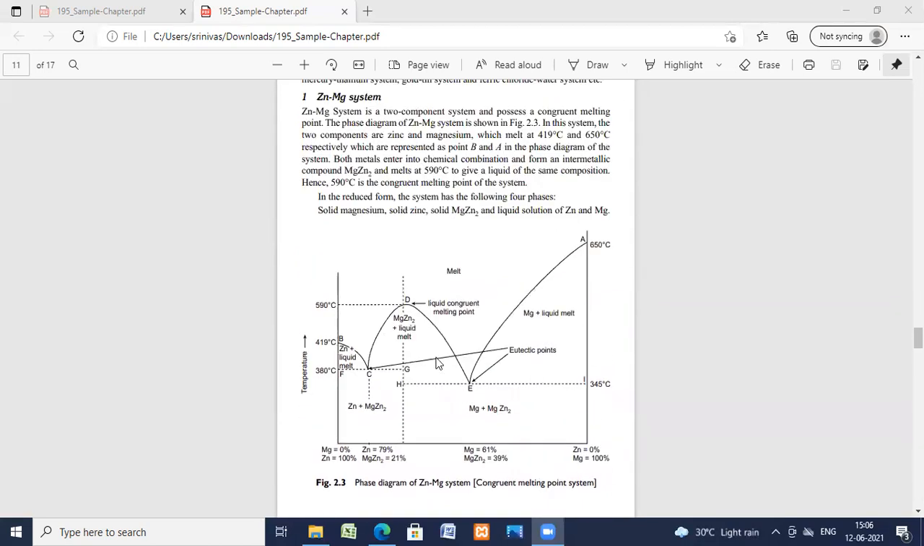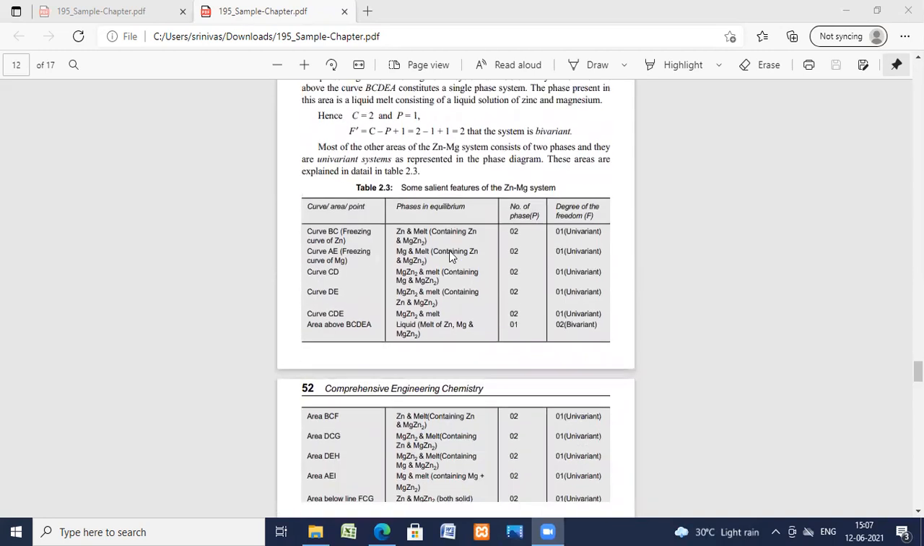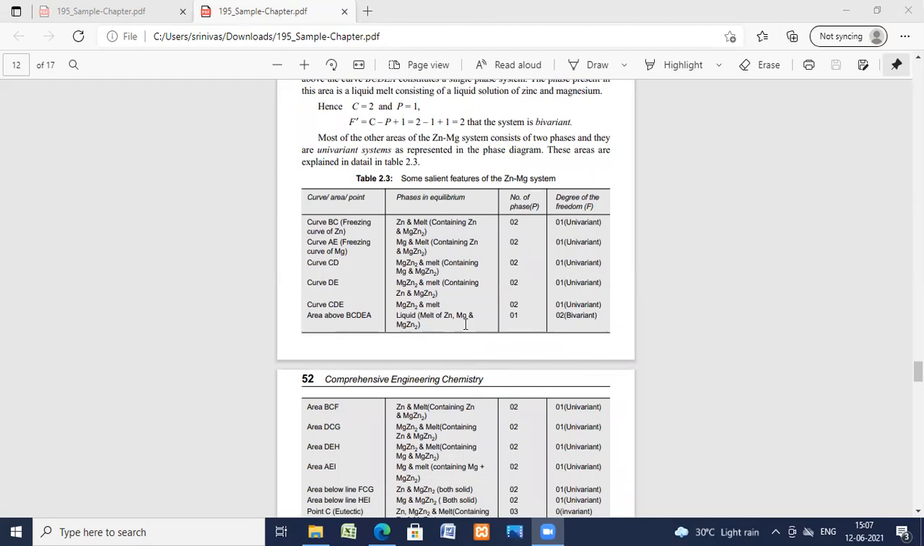So all the curves BC, CD, DE, AE, for all these curves we get univariant system. But for the BCDEA curve, we are getting bivariant system. For points, invariant system: eutectic points as well as the congruent melting point.